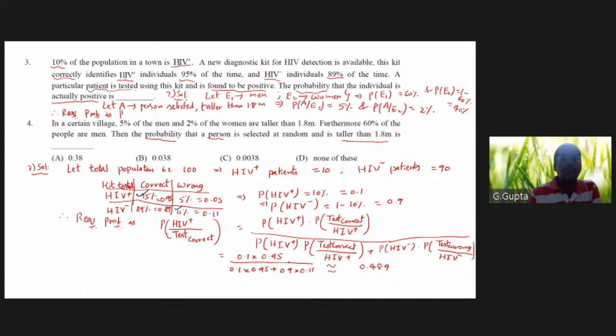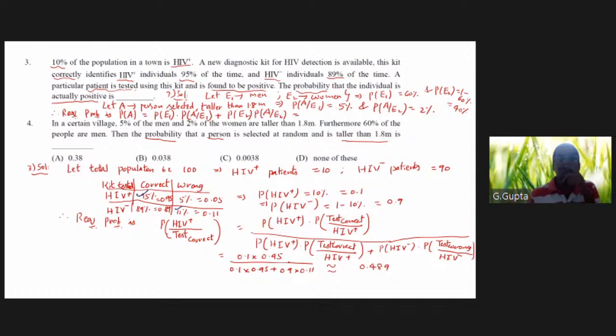P of A, that is, the probability that a person selected is taller than 1.8. We denoted this event A. Using the rule of total probability: P of E1, probability of a man selected, and after selecting the man, the probability taller than 1.8 meters, that is A given E1, or selecting a woman and the probability that the woman is taller than 1.8 meters, multiplied by probability of A given E2.